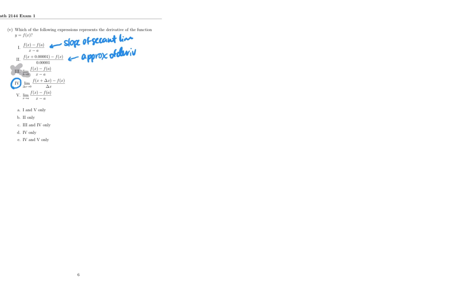It tricked me. Okay, but this last one here is 1, so it has the limit as x goes to a of f of x minus f of a over x minus a. So 4 and 5 are the only ones that are right, so the correct answer is E.